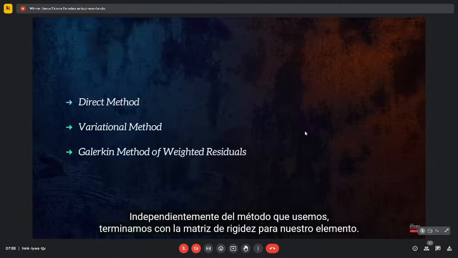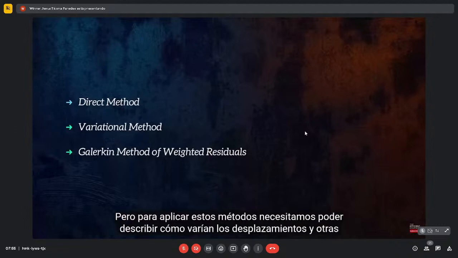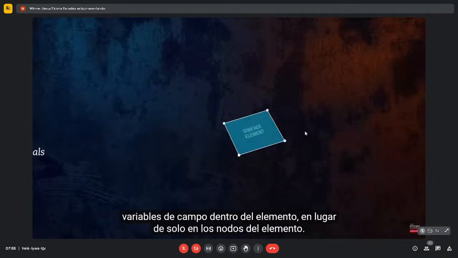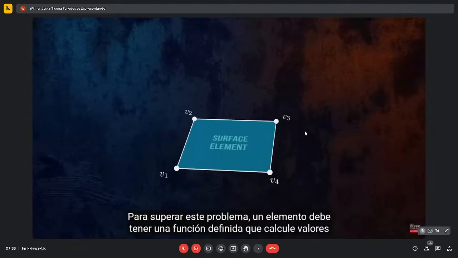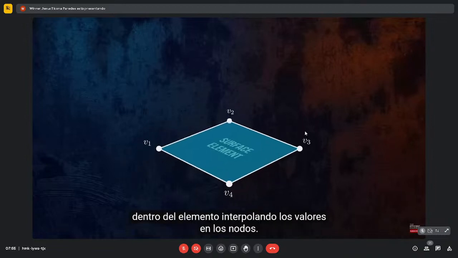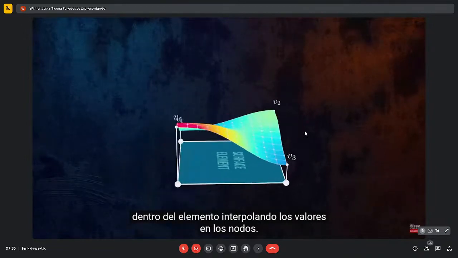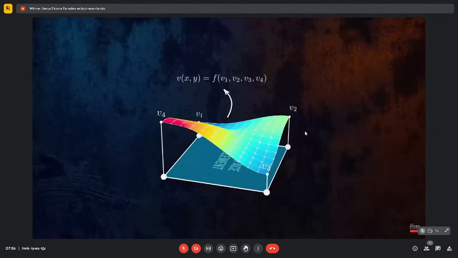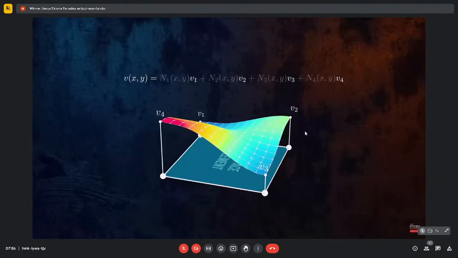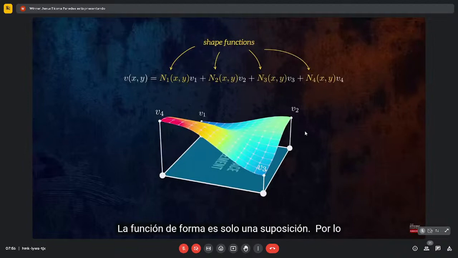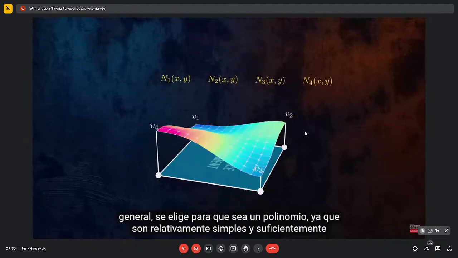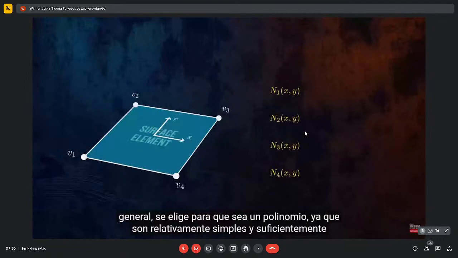Regardless of which method we use, we end up with the stiffness matrix for our element. But to apply these methods, we need to be able to describe how displacements and other field variables vary inside the element, instead of just at the nodes of the element. To overcome this issue, an element needs to have a defined function that calculates values inside the element by interpolating the values at the nodes. The shape function is just an assumption. It's usually chosen to be a polynomial, since they're relatively simple and sufficiently accurate.